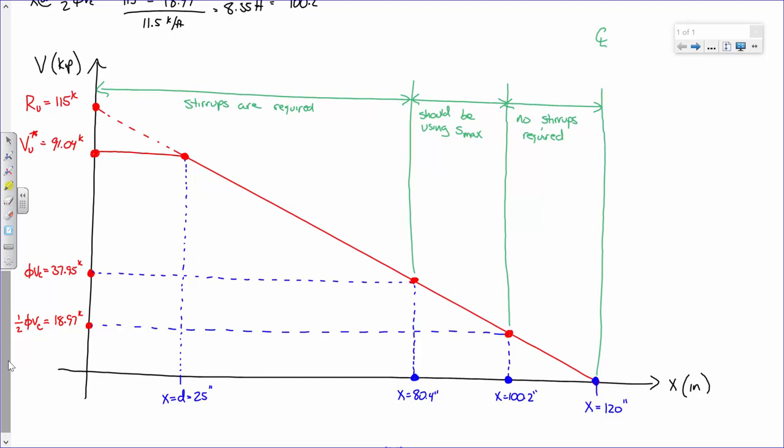While you're copying this down, another thing that's very, very critical when you're performing these types of calculations is that you're always comparing apples to apples. If you look at the y-axis, what do you see? You see PVC, factored shear, VU, factored loads. You're always going to be using factored values, whether it's a PVN or a 1.2 dead plus 1.6 live. You've got to make sure that you're comparing apples to apples.